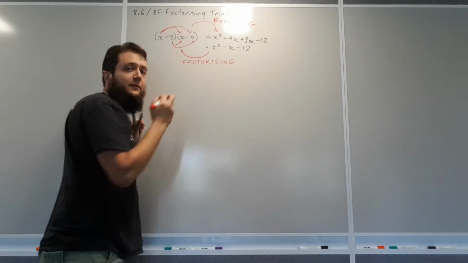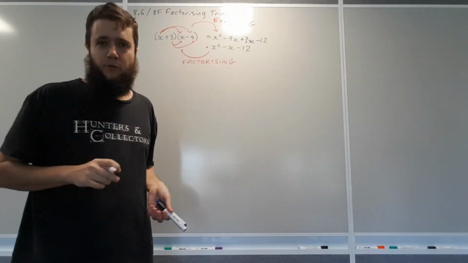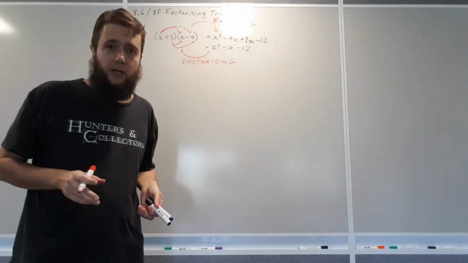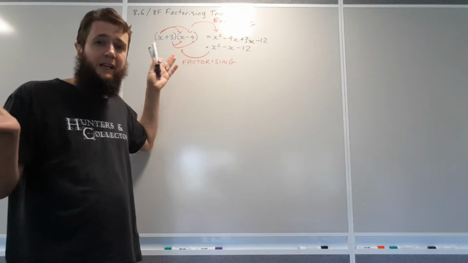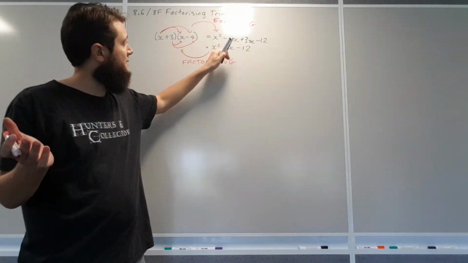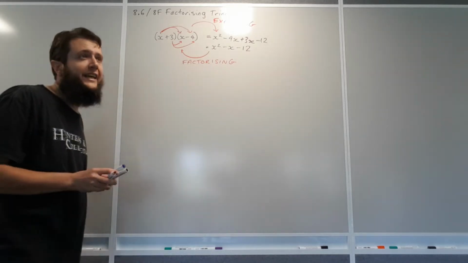We haven't actually done factorising of things in this form before. When you've got 3 parts, that's what the tri means. Tri means the 3, right? When you've got 3 parts and you're factorising back in this direction, we haven't done this exact form before, where you've got something x squared, something x, and something on the end.